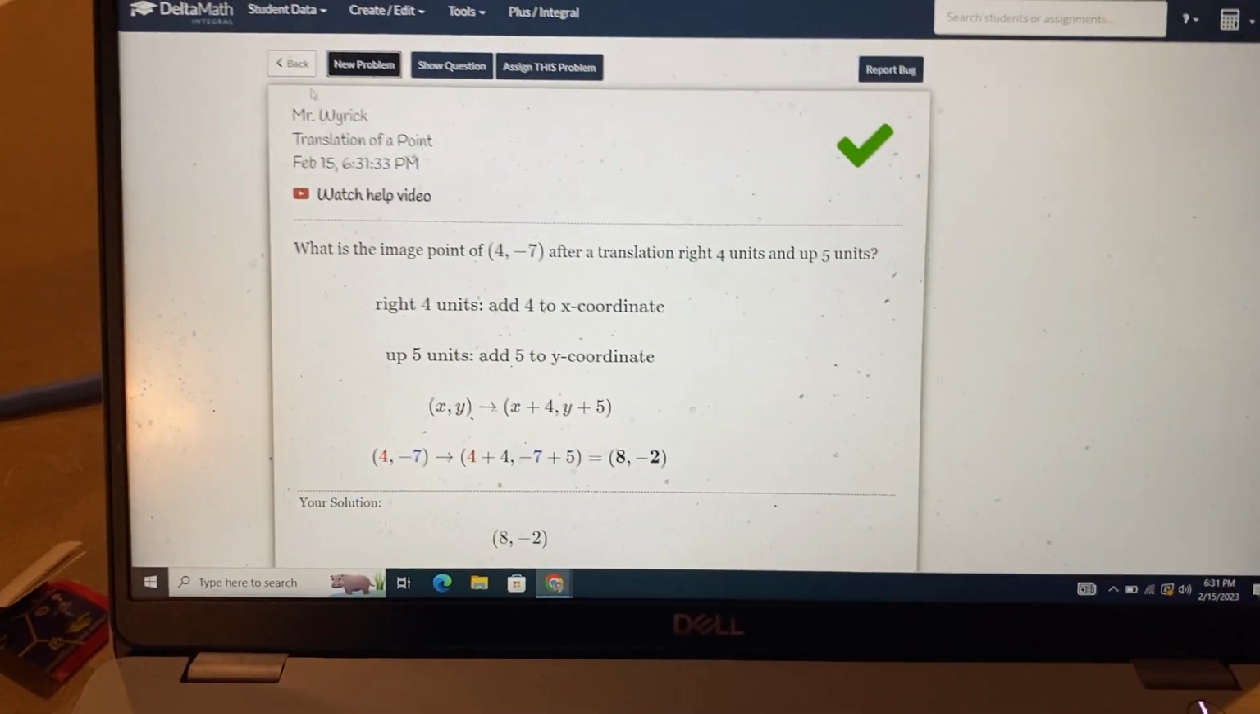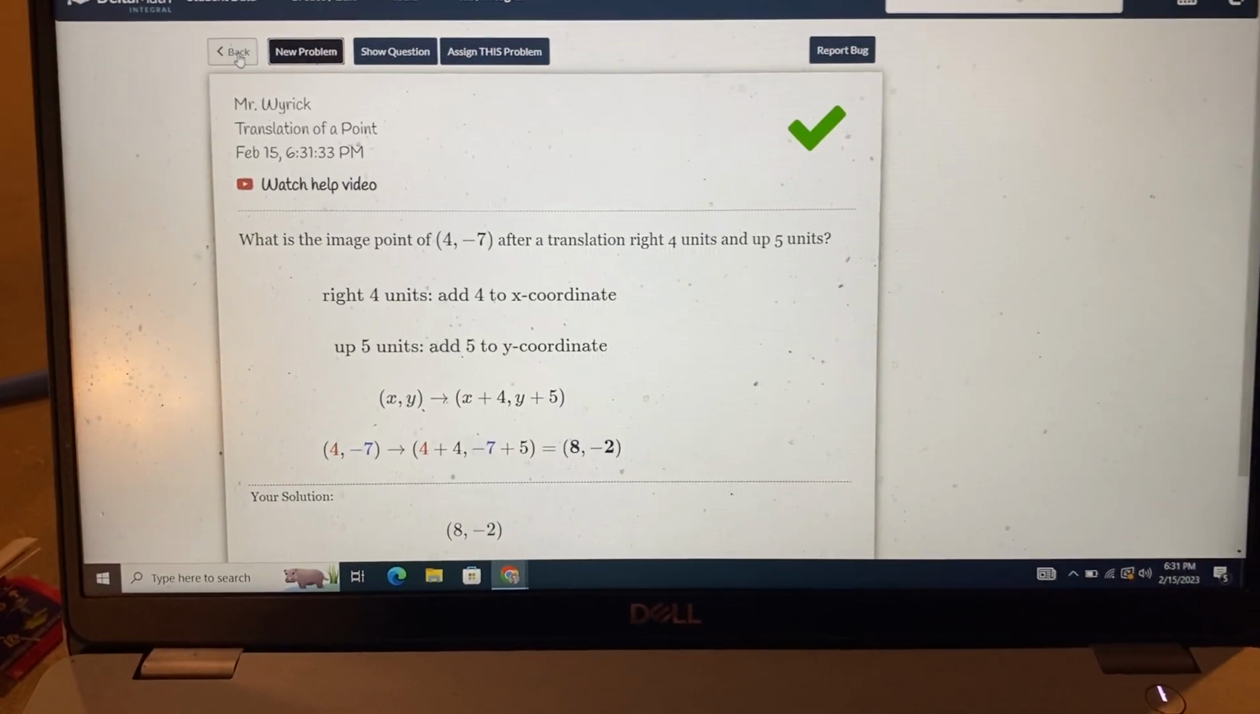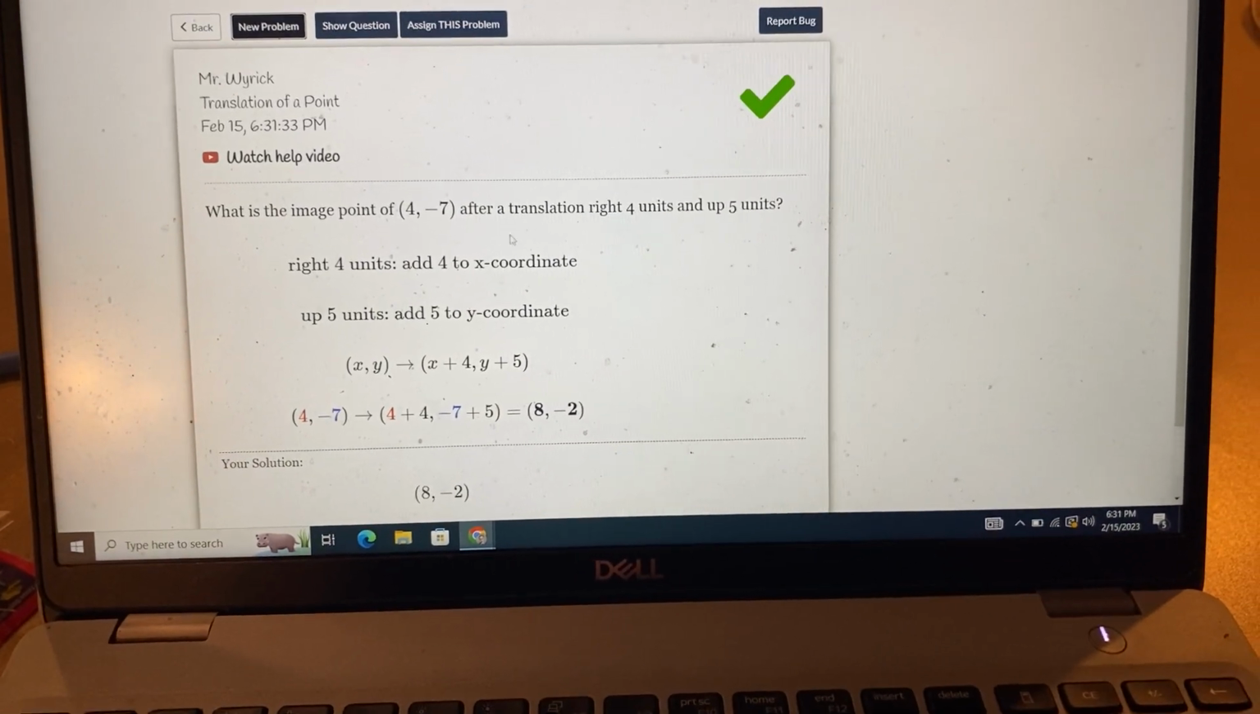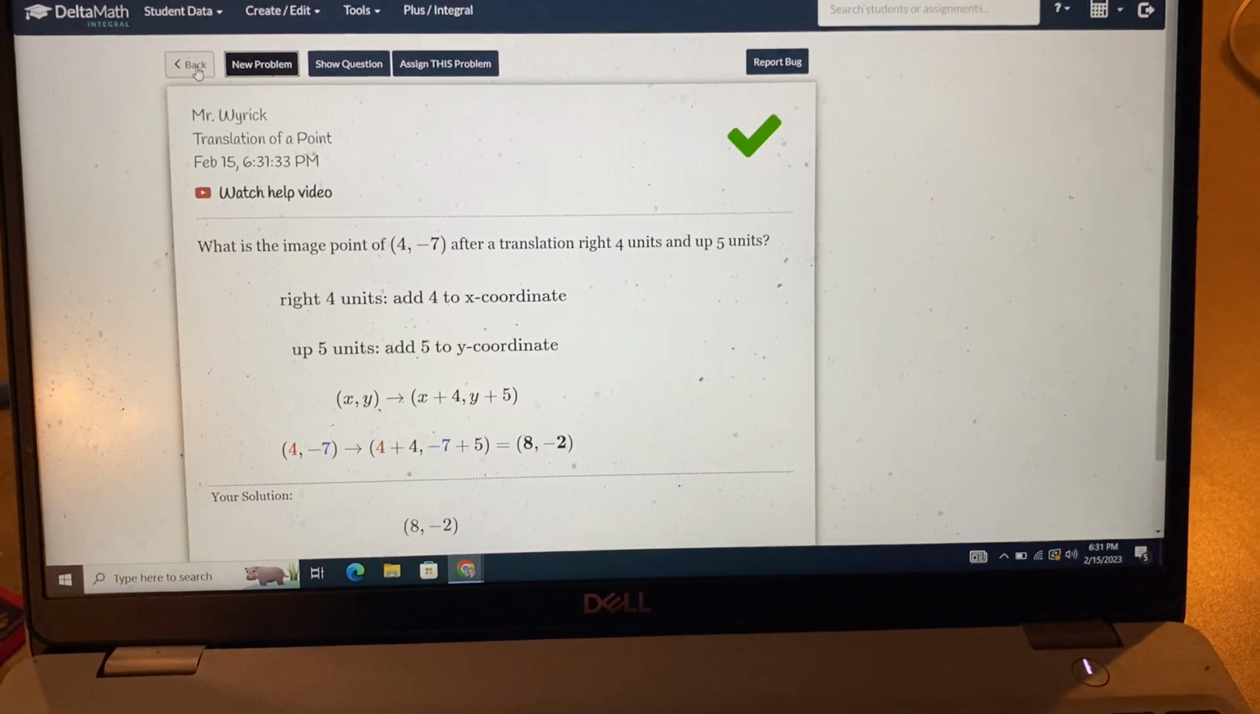And there we go. This will be a test, so it won't immediately tell you if you got the problem right and go through the whole explanation, or it shouldn't.